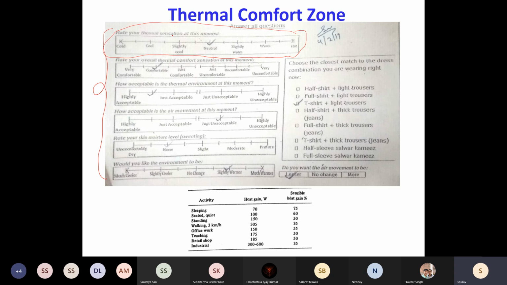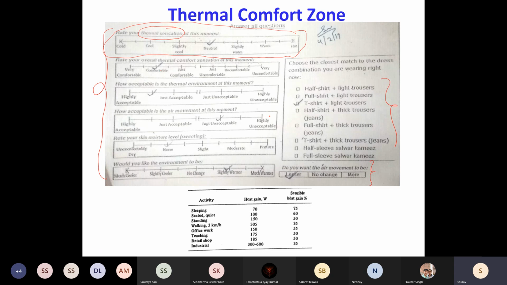So, rate your thermal sensation at this moment. Thermal sensation itself is a very subjective term. So someone has given neutral. Now rate your overall thermal comfort sensation at this point. So you are comfortable. Then what is the thermal environment? Is it highly acceptable, just acceptable? Okay, so then what is the air movement? Is it acceptable to you or not? What is your level of sweating? Okay, so all these questions are asked. What kind of clothes you are wearing, and do you want any change in air movement?